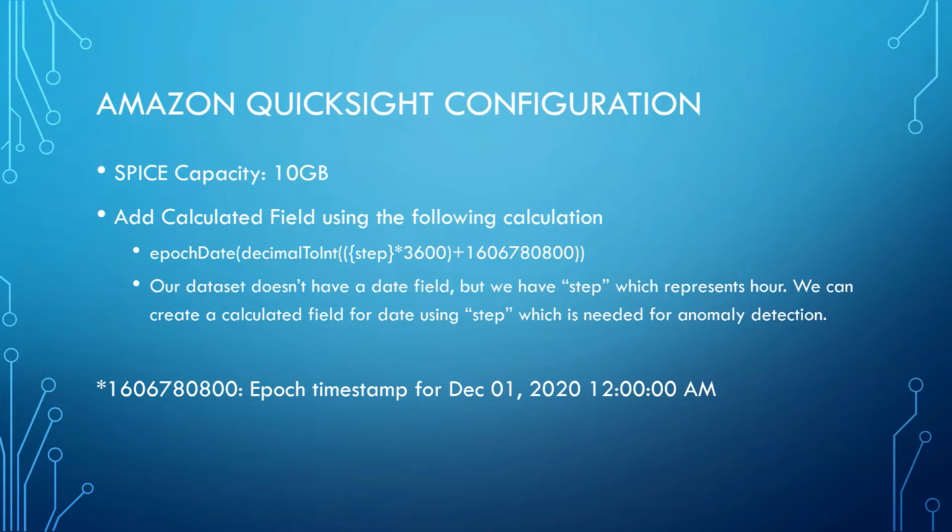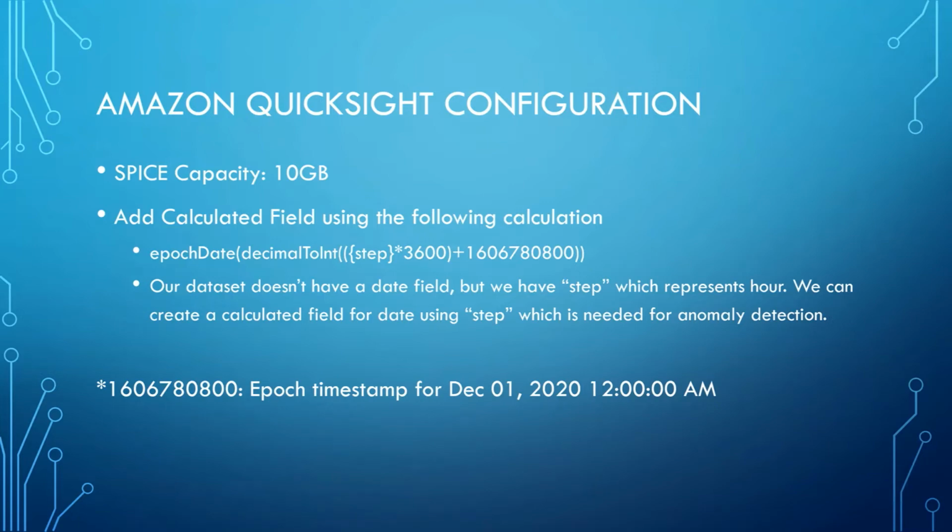So we need to use a calculated field. Amazon QuickSight provides the option to create a calculated field for our data set. Since our data set doesn't have a date field, but we have step which represents hour, we can create a calculated field for date using step, which is needed for the anomaly detection.